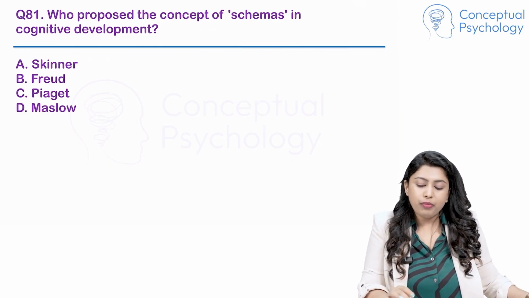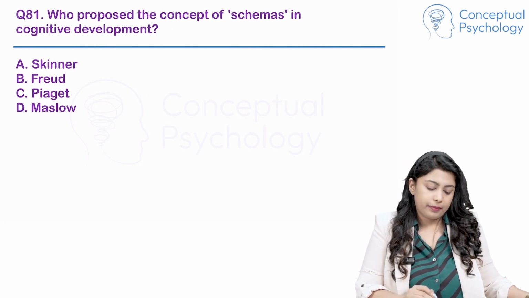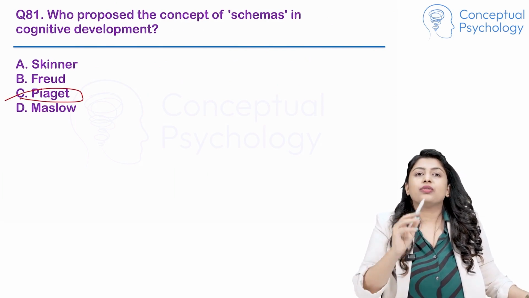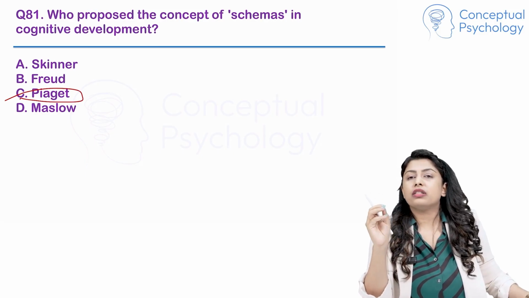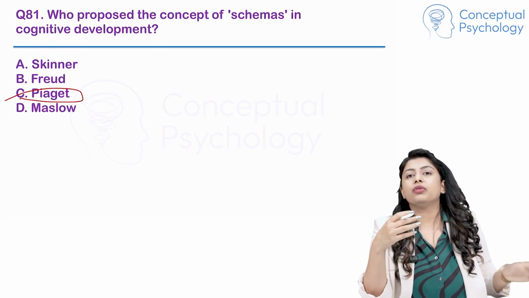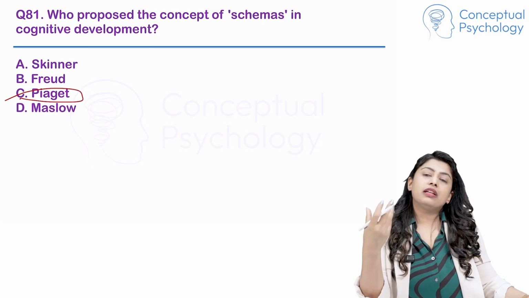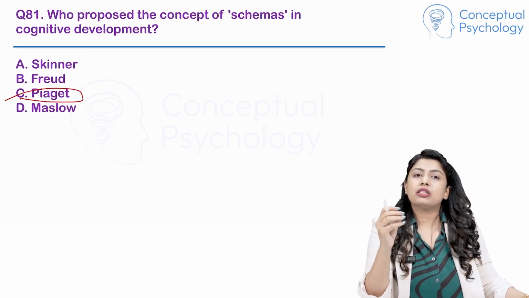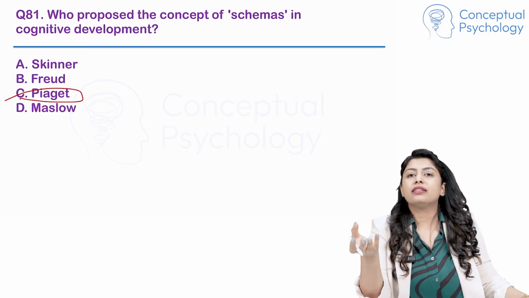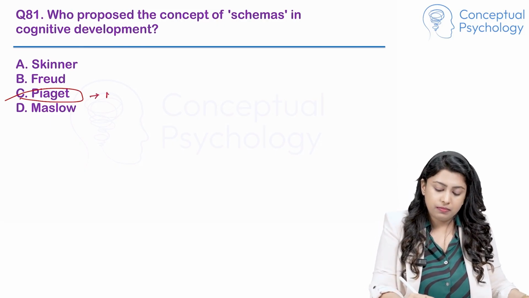Now, who proposed the concept of schemas in cognitive development? Piaget. So, Piaget proposed the concept of schemas as cognitive structures that help the individual to organize and interpret information. So, schemas are mental frameworks that develop through experience and guide how we understand and interact with the world. Okay, so these are mental frameworks.